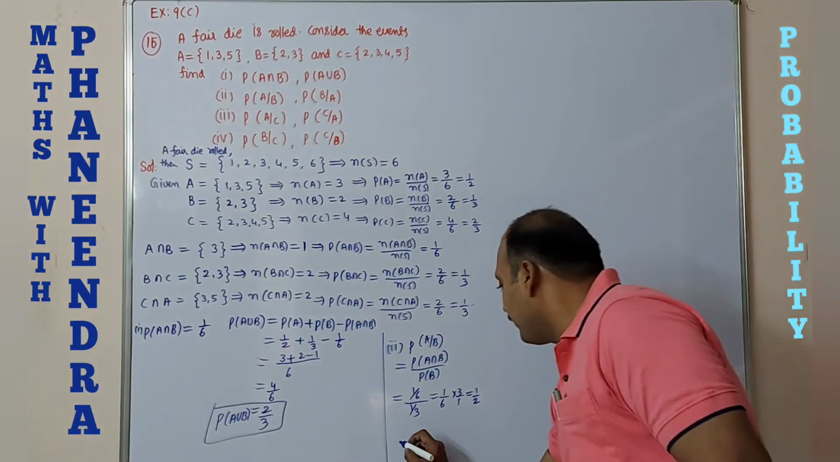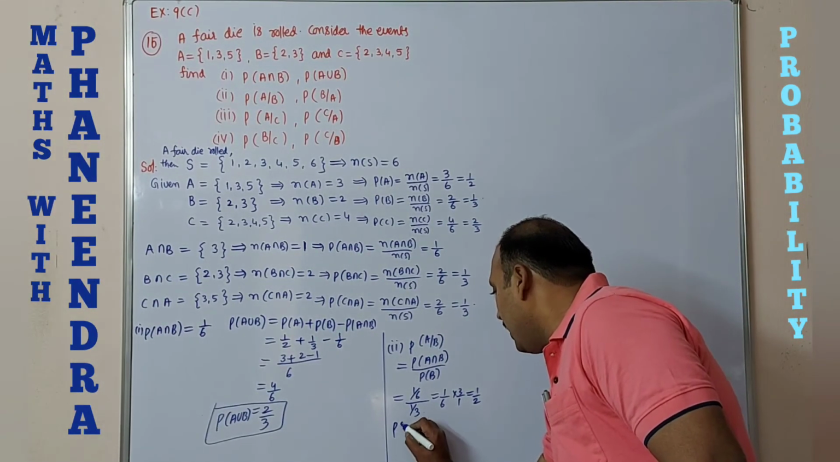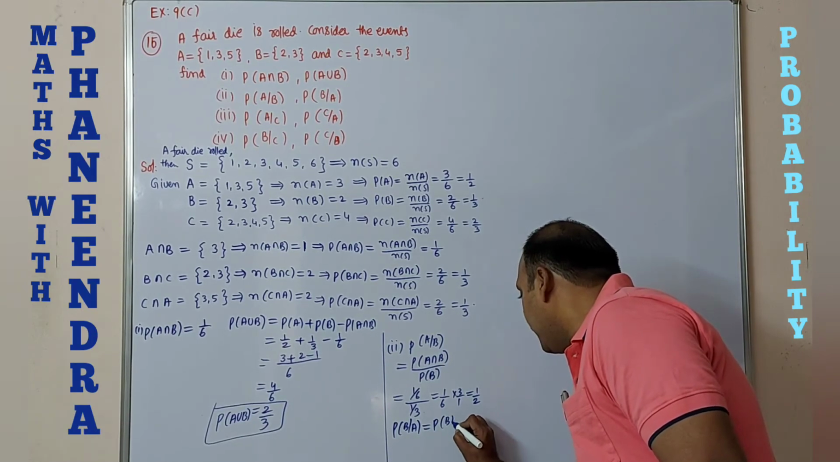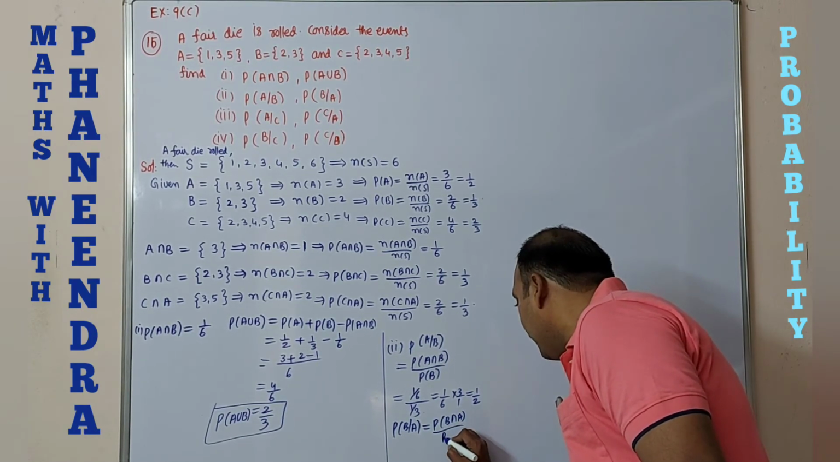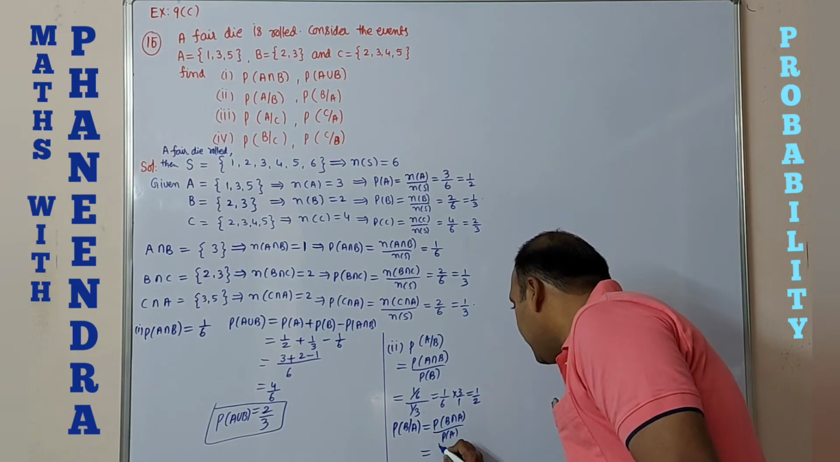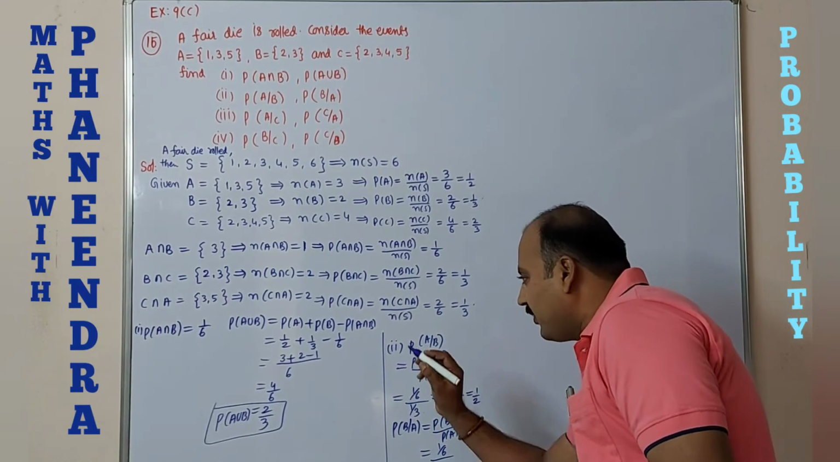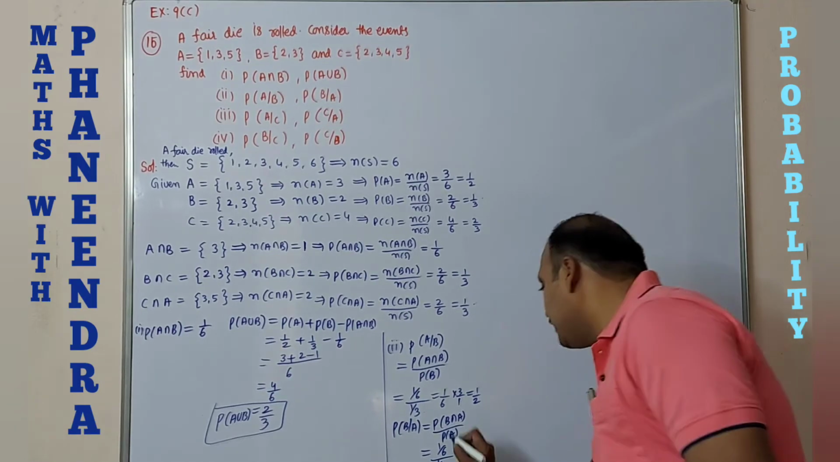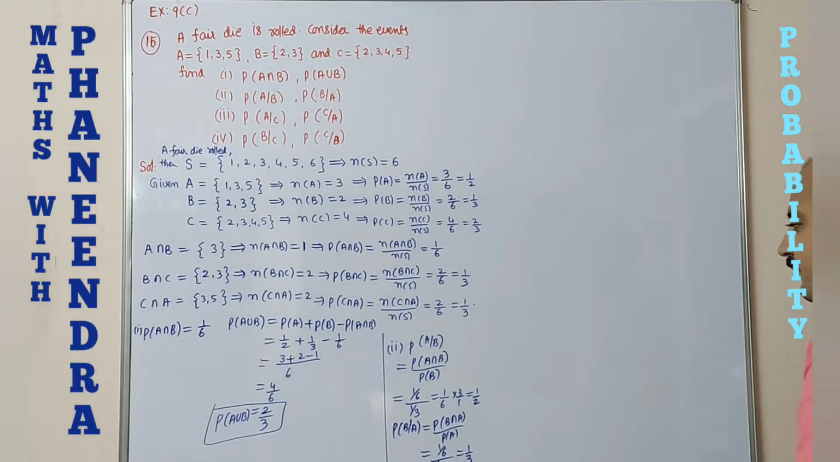Similarly, P of B given A. So P of B intersection A by P of A. P of B intersection A is also 1 by 6, by P of A value is 1 by 2. So 1 by 3, 2 ones are 2, 3 twos are 6, so 1 by 3.